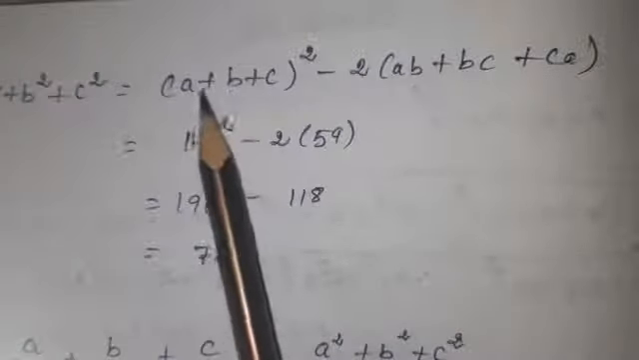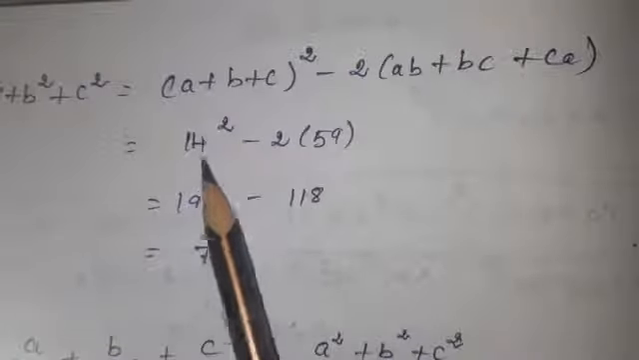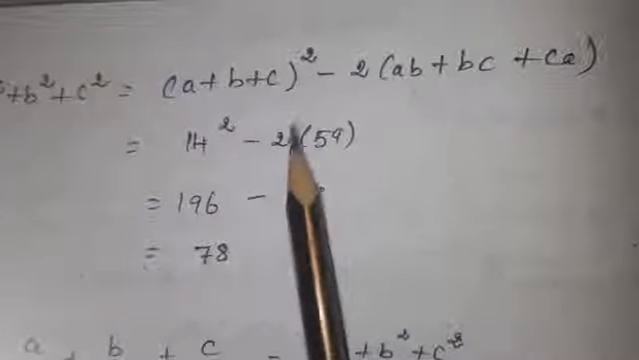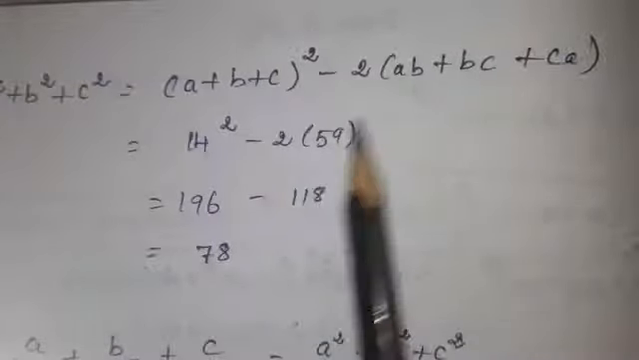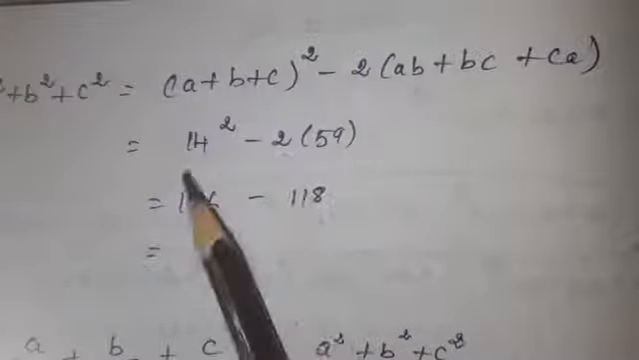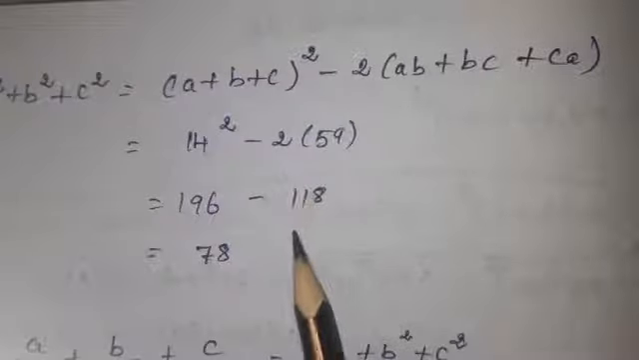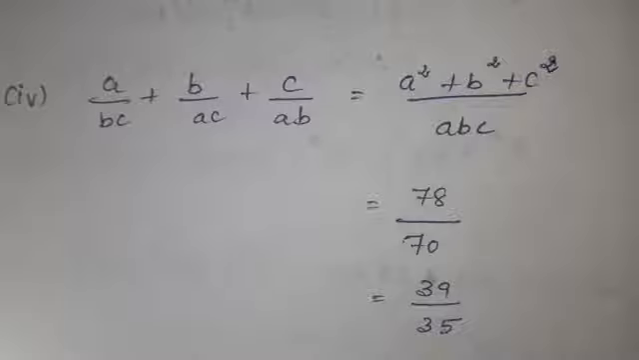We already found that a plus b plus c is 14. So here I have written 14 square minus 2 into this, which we also found as 59. 14 square means 14 into 14 is 196, minus 2 into 59 is 118. When you subtract, you will get 78.